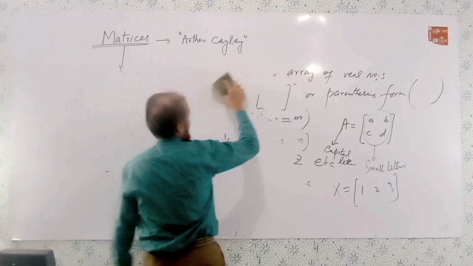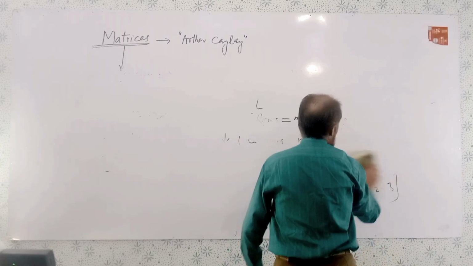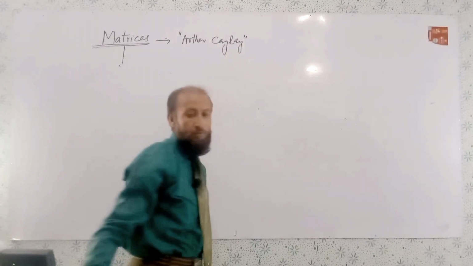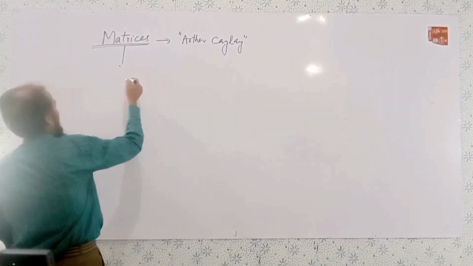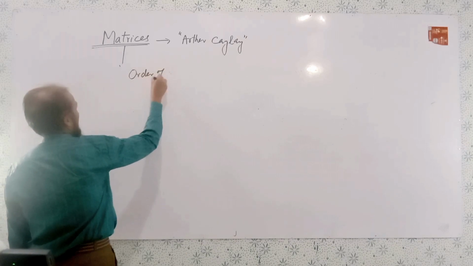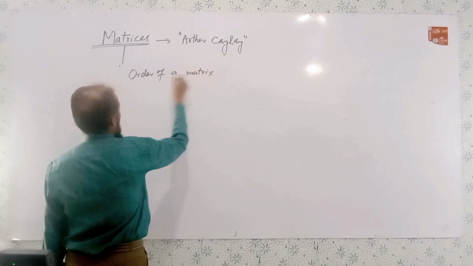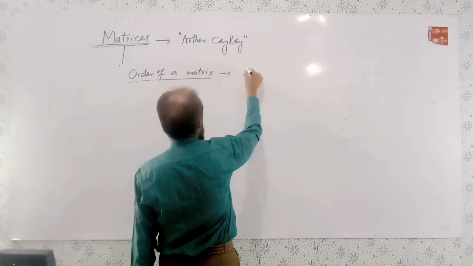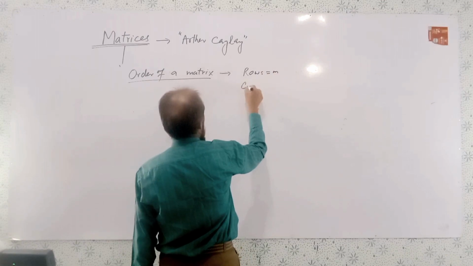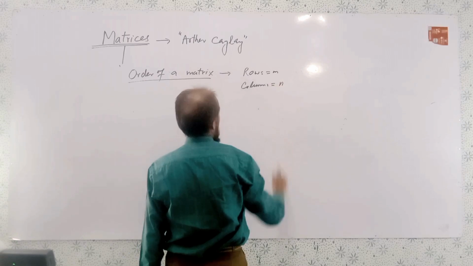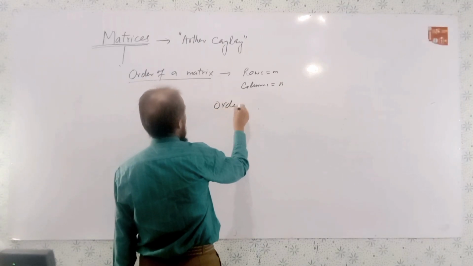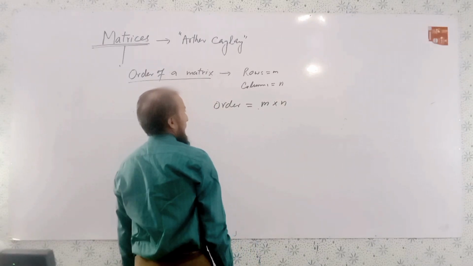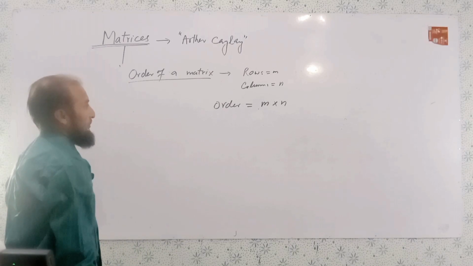Now we discuss the order of a matrix. Generally, rows are represented by m and columns are represented by n, as we already discussed. So the order is defined according to the rule m cross n. This is the representation of any matrix.